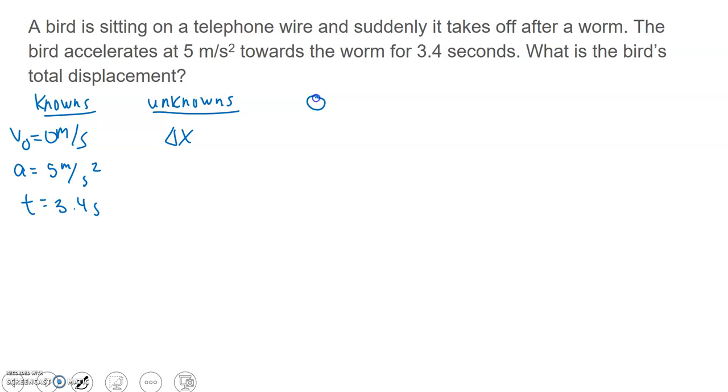So here's my bird. You can really choose how you draw this picture, but I'm going to draw my bird sitting on the telephone wire, initially at rest. And he's going to fly, say, downward and to the right to get to that worm. We're looking for that final displacement. This would take a period of time. And he's accelerating towards the worm to reach that final velocity.